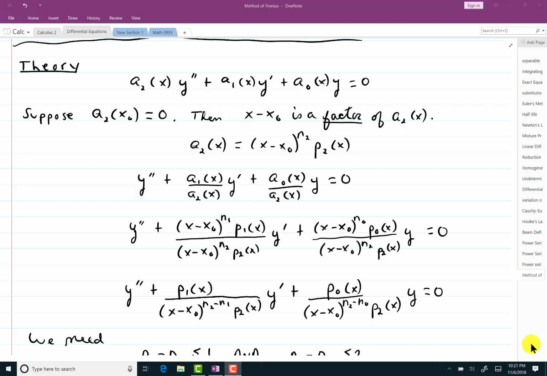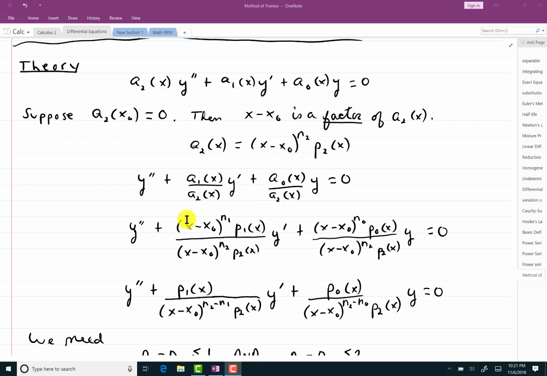In the preceding video, I'm not sure how much of the theory I talked about. I know that if x sub 0 is a 0 of the leading coefficient, then you can divide by a2(x), and you would get these expressions. Now, if x sub 0 is a 0 of a2(x), then we can factor out x minus x sub 0 at least to the 1 power, and it may even be bigger.